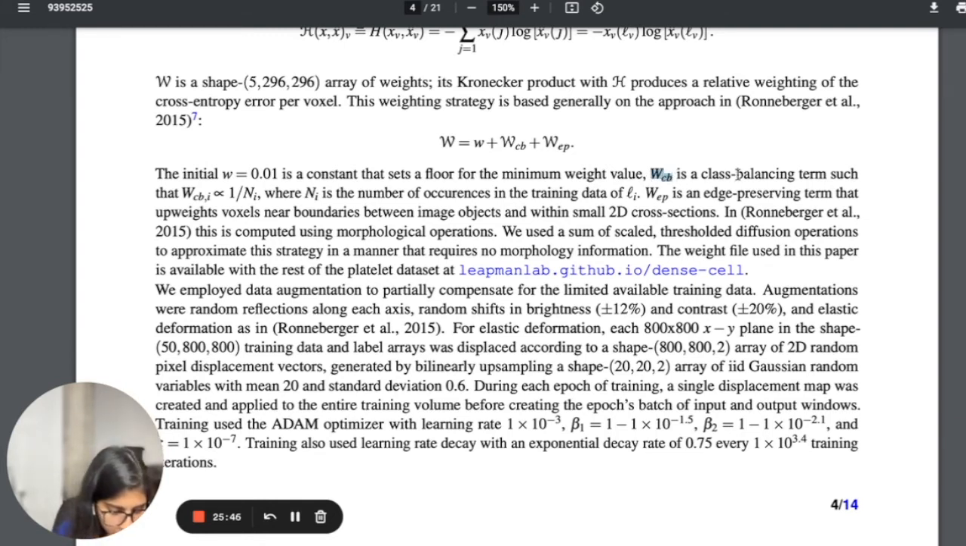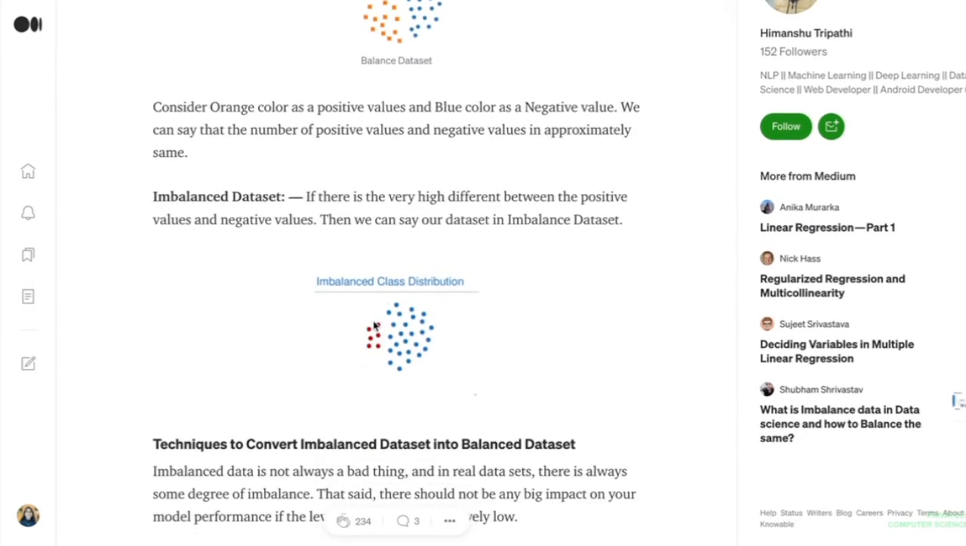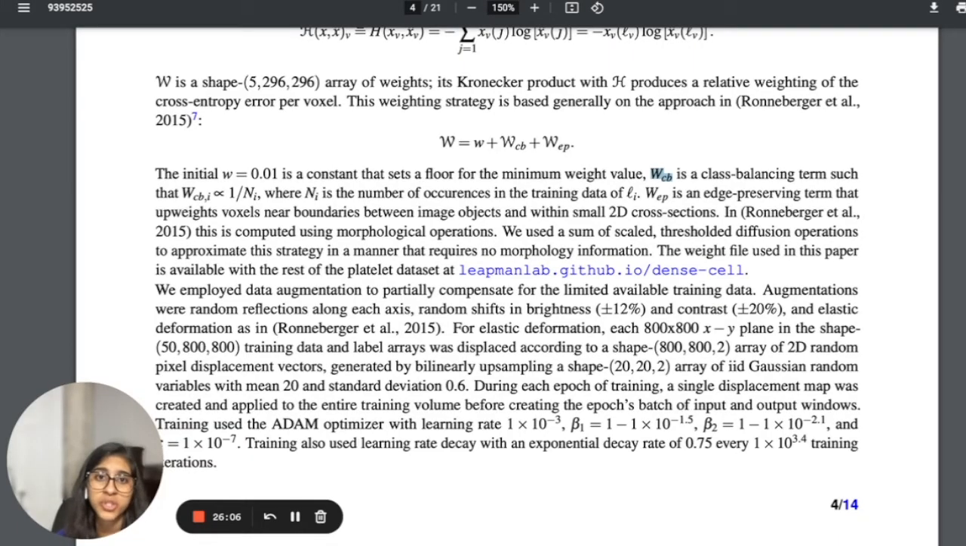And the class balancing term is basically balancing classes with highly unbalanced distributions because a machine learning classifier tends to be more biased towards a majority class. So over here, this is a balanced data set. This is an imbalance. So obviously, it's going to lean towards one class, and we need to make sure that it's balanced. And because of this, that's why we have this term right here.